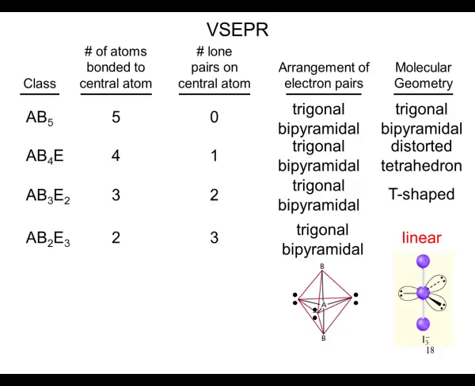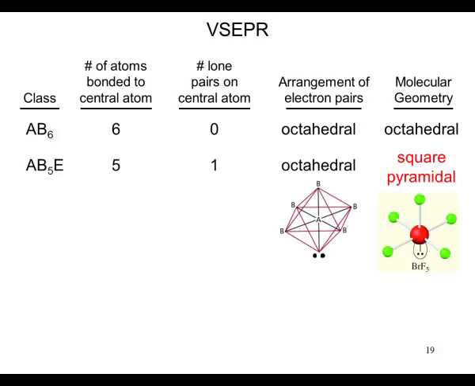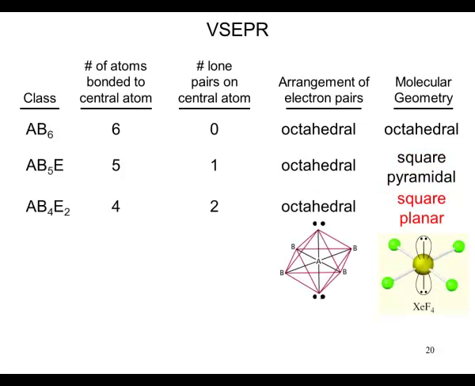With two bonded atoms and three lone pairs, the electron arrangement is still trigonal bipyramidal, but the molecular geometry is linear. With five bonded atoms and one lone pair, the electron arrangement is octahedral. The molecular geometry is square pyramidal. Four bonded atoms and two lone pairs, again, electron arrangement is still octahedral, but the molecular geometry is square planar.